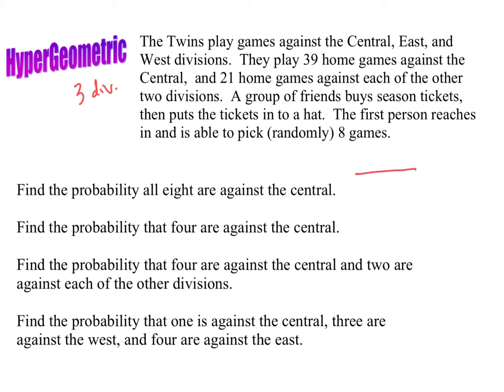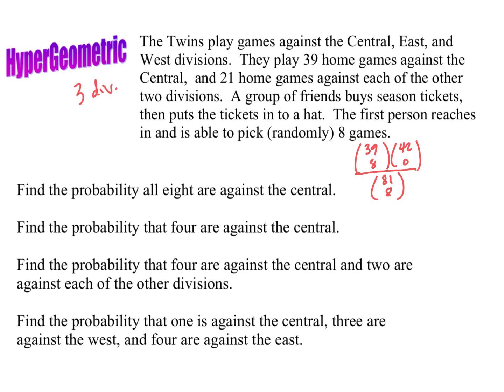So first thing to do is just say, all right, well, we had 81 games. Pick 8. And the top would be a combination of 39 and 8. And then 21 and 21 is 42, so it'd be 42 and 0. Now, any combination like that, 42 and 0, comes out to be 1. Find the probability that 4 are against the Central.